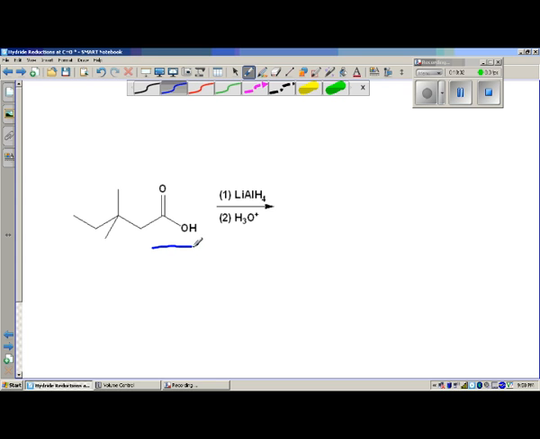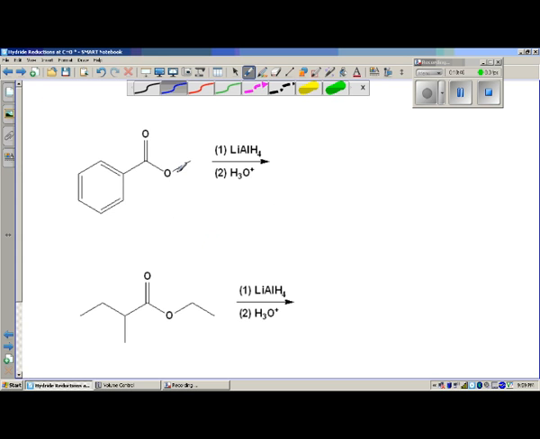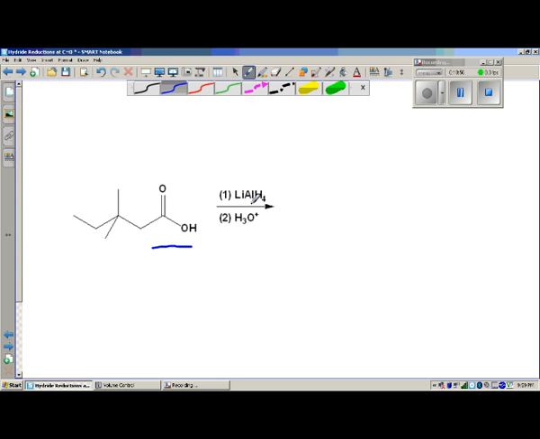This, you'll have seen before, is a carboxylic acid. And these are reduced in essentially exactly the same way. The only real difference is that carboxylic acids and esters, which we'll talk about in just a minute, are somewhat less reactive towards reduction than aldehydes and ketones. What that means is we have to use a stronger reducing agent, hence why we have lithium aluminum hydride here. Otherwise the mechanism is virtually identical.